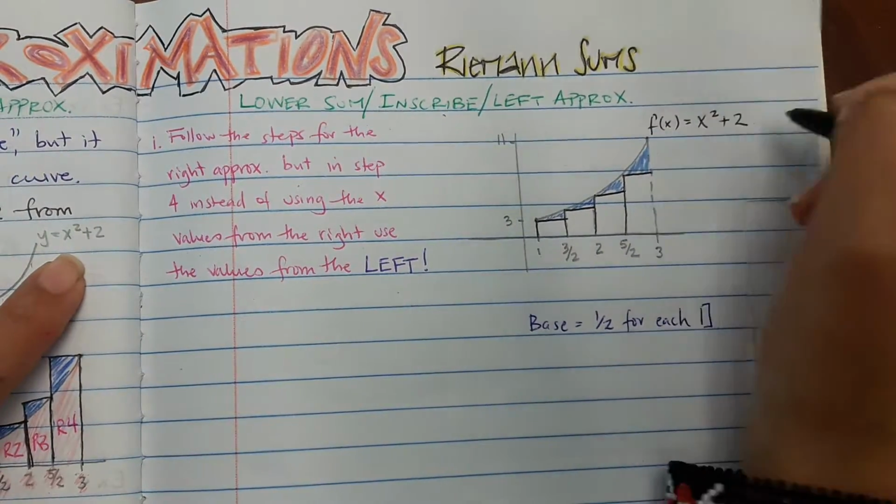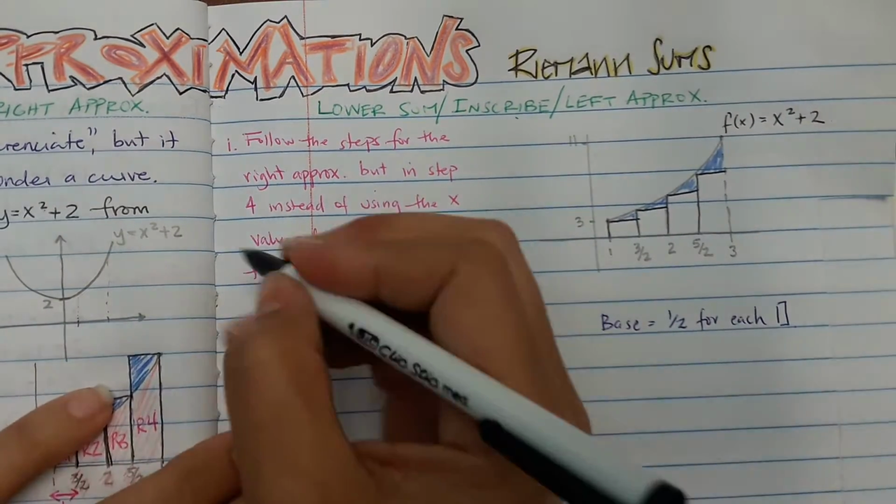This is a listening check. Put a box around lowest sum, inscribed, left approximation, and color it in.